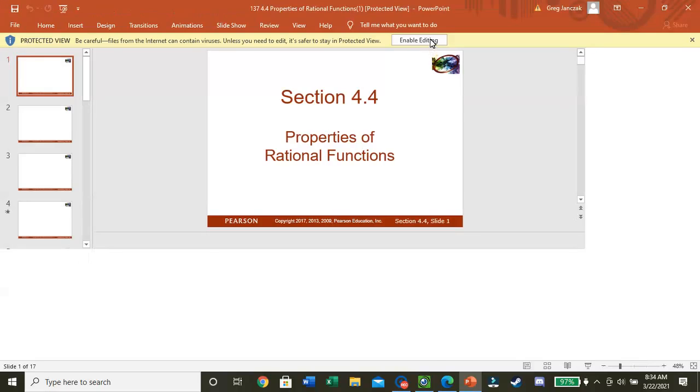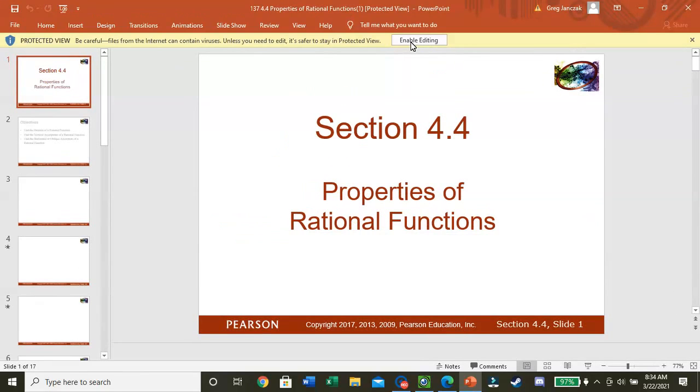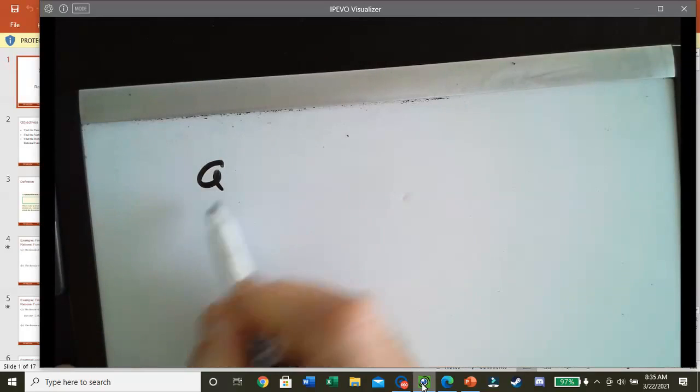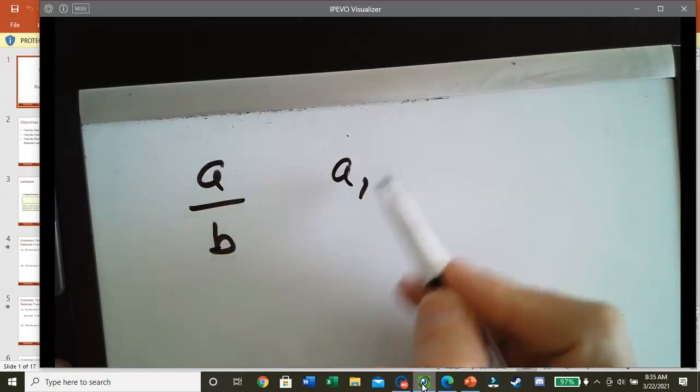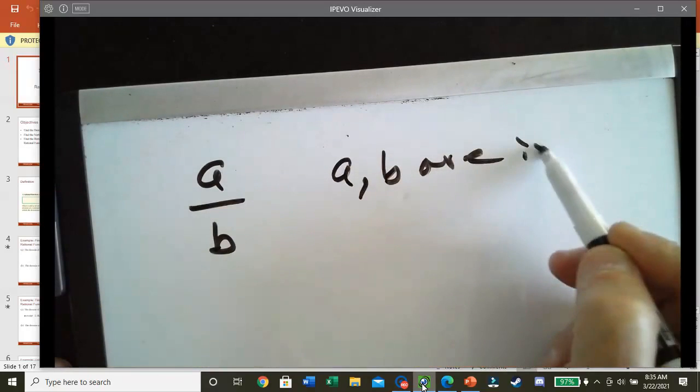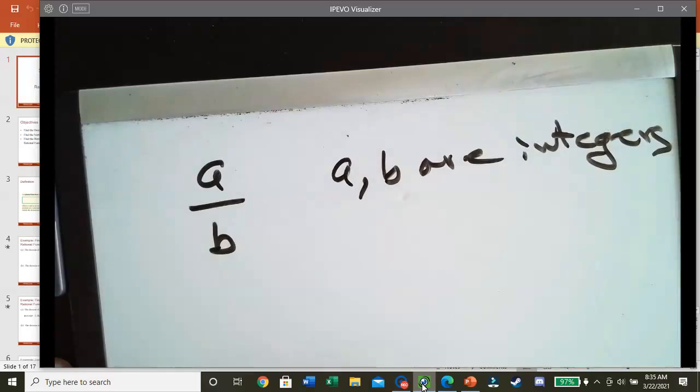A rational function? But think of a rational number. What's a rational number? I'll give you a hint. By definition, a rational number is when you have A over B, where A and B are integers. Okay, so you have an integer over an integer.